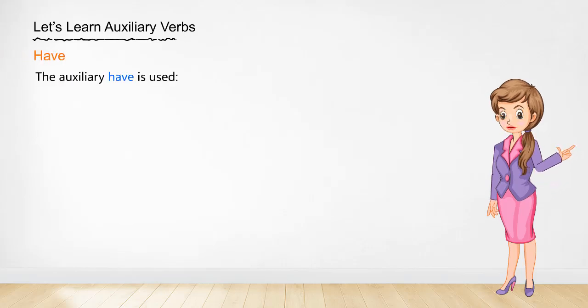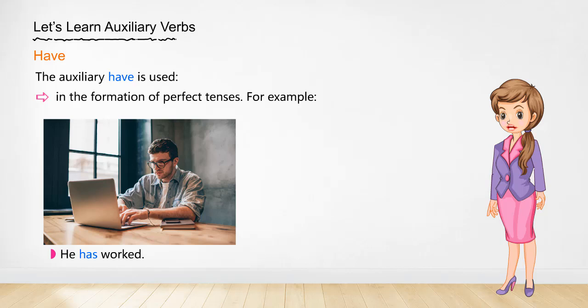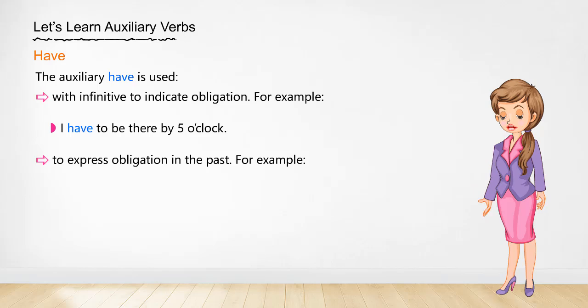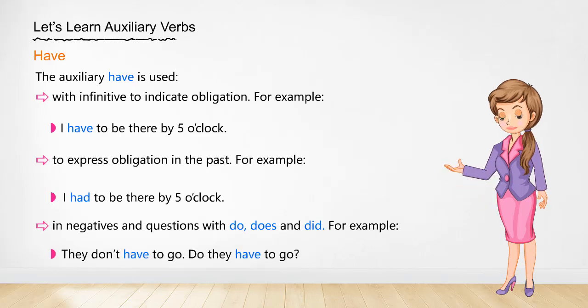Have. The auxiliary have is used in the formation of perfect tenses. For example, he has worked. With infinitive to indicate obligation. For example, I have to be there by 5 o'clock. To express obligation in the past, for example, I had to be there by 5 o'clock. In negatives and questions with do, does, and did. For example, they don't have to go. Do they have to go?